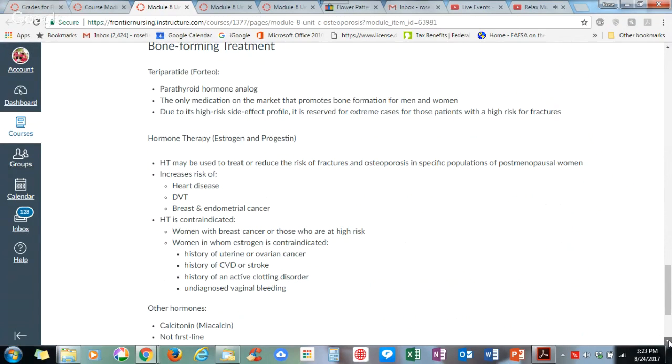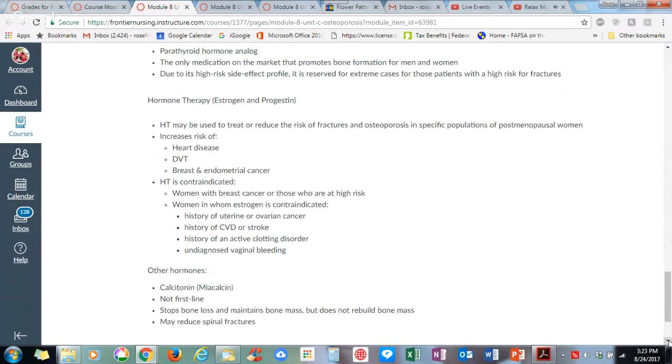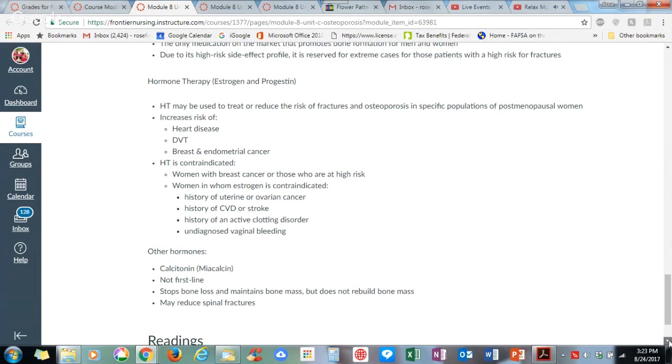Hormone therapy, estrogen and progesterone, may be used to reduce risk of fractures and osteoporosis in specific populations of postmenopausal women. Increased risk of heart disease, DVT, breast and endometrial cancer. Hormone therapy is contraindicated in women with breast cancer or those at high risk.